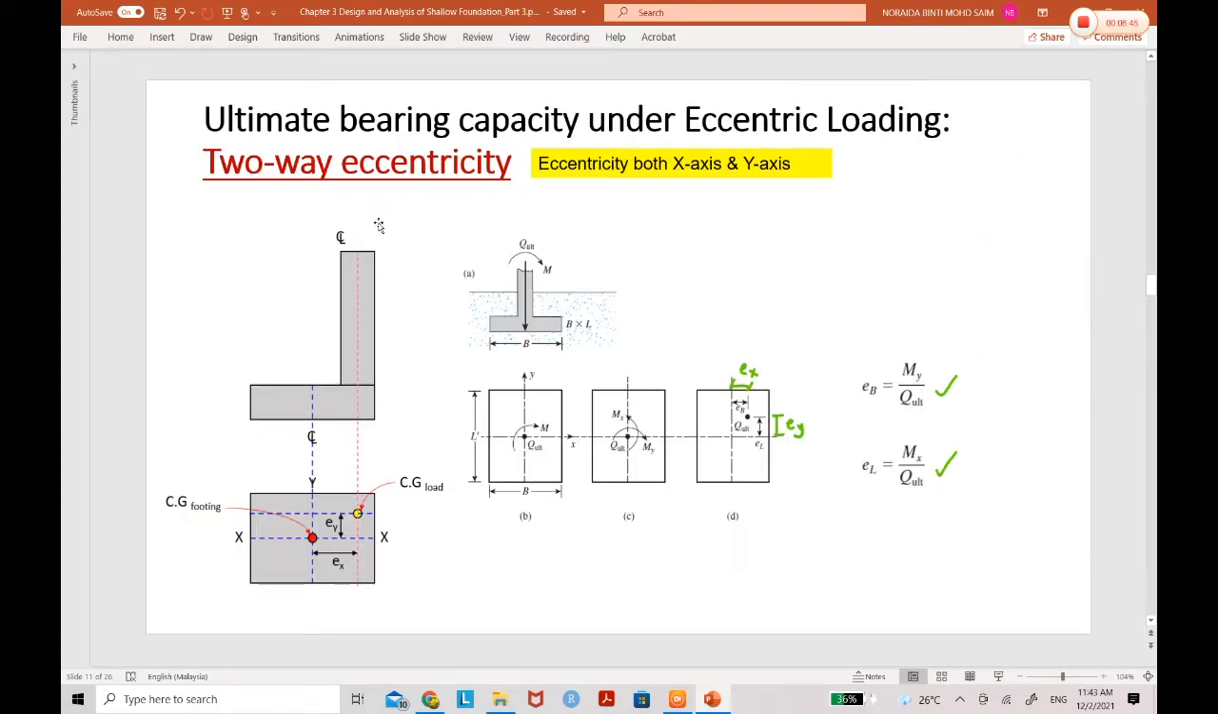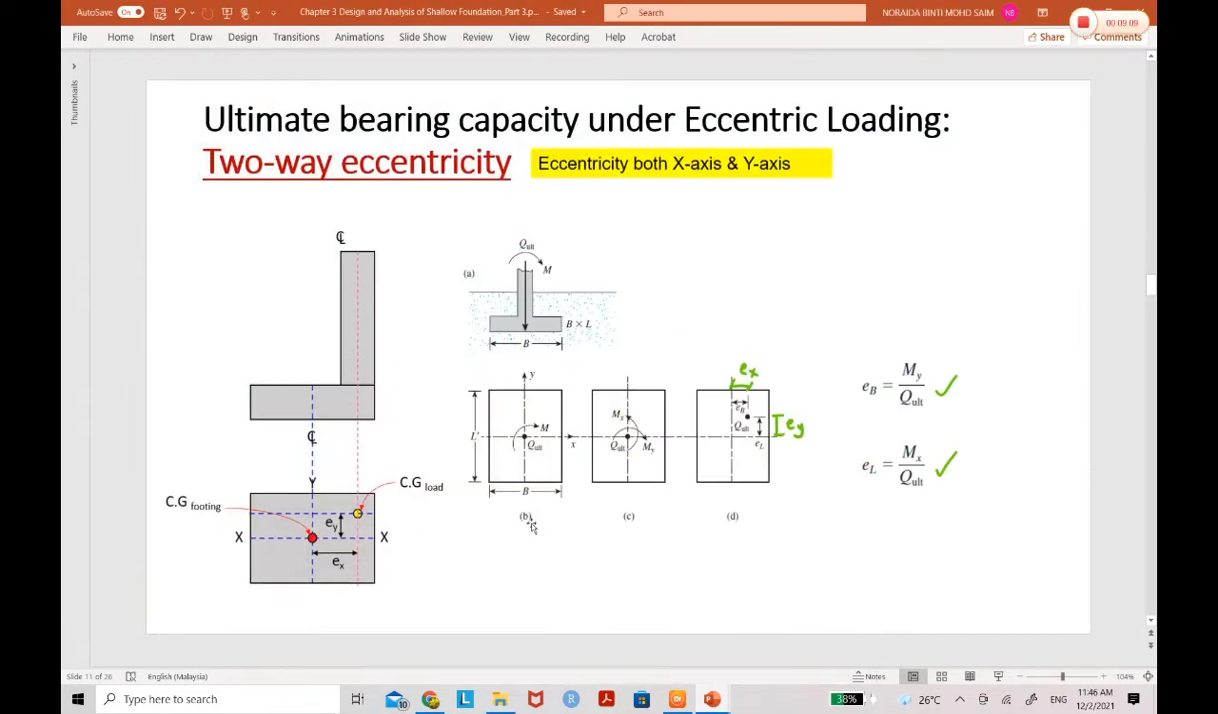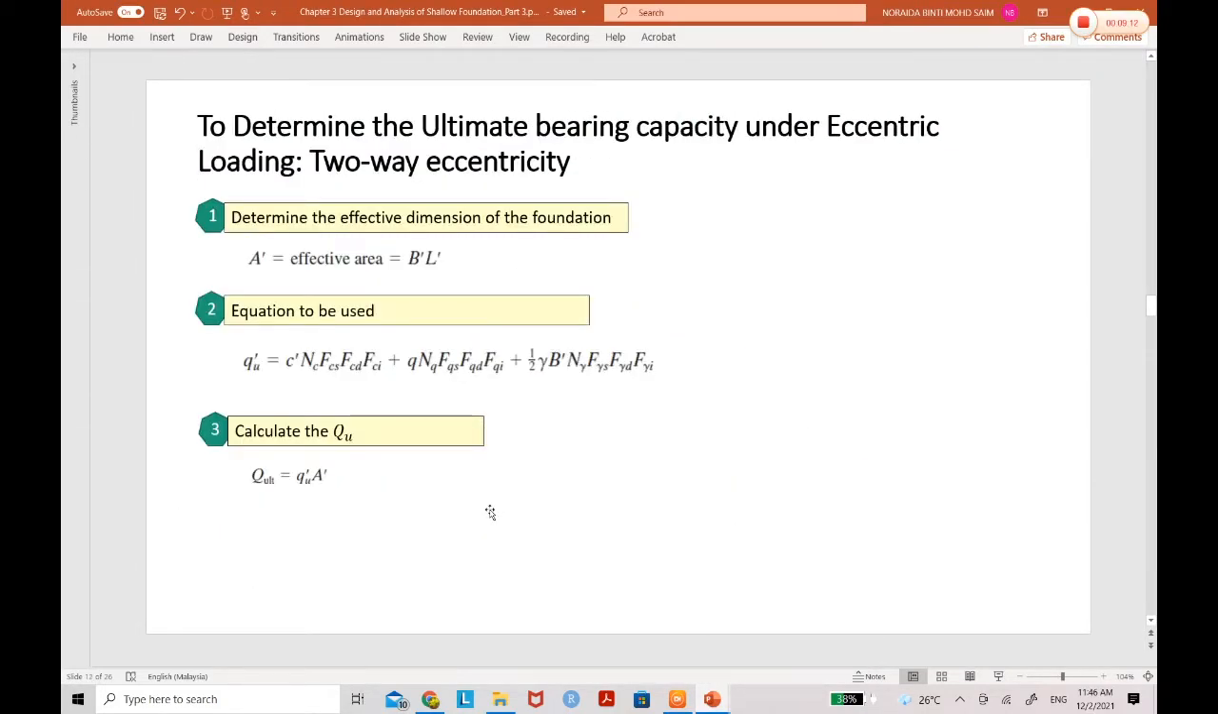Before we proceed with the ultimate bearing capacity, we first need to identify the effective dimensions of the foundation. To determine the ultimate bearing capacity of the two-way eccentricity loaded foundation, we will use the effective area method by Meyerhof 1953. We need to determine the effective dimension of the foundation before we proceed with the ultimate bearing capacity. However, for the two-way eccentricity, there are a few cases that we need to consider to determine the effective dimension.